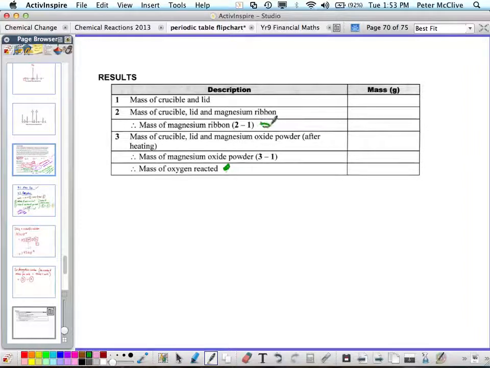You need to understand that this equals magnesium. That first one you've calculated here is the mass of the magnesium ribbon by itself. This one equals magnesium oxide, which is basically magnesium plus oxygen. So to get the mass of oxygen reacted, you need to subtract that one from this one. So Mg plus O minus Mg equals just O.